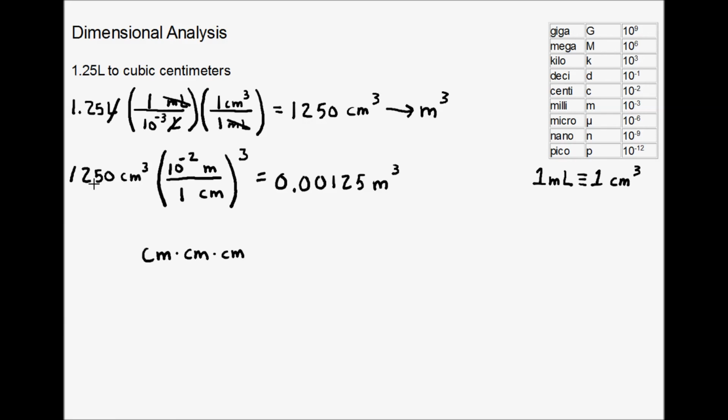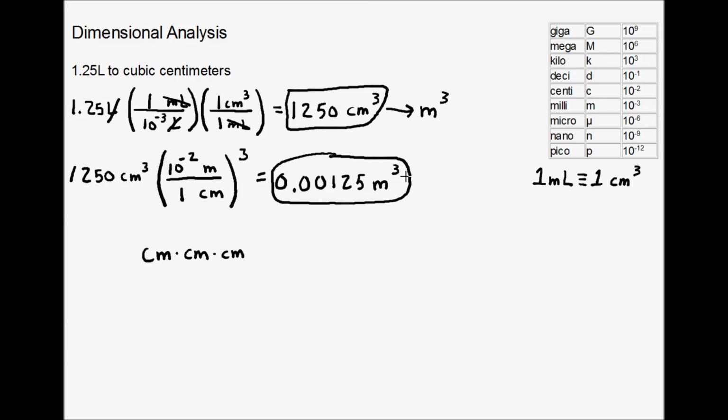I start off with 3 significant figures. I end up with 3 significant figures. This then is my answer in cubic meters now. So now I know how to convert from liters into cubic centimeters, and I know how to convert all the way out to cubic meters, which is the SI unit of volume.